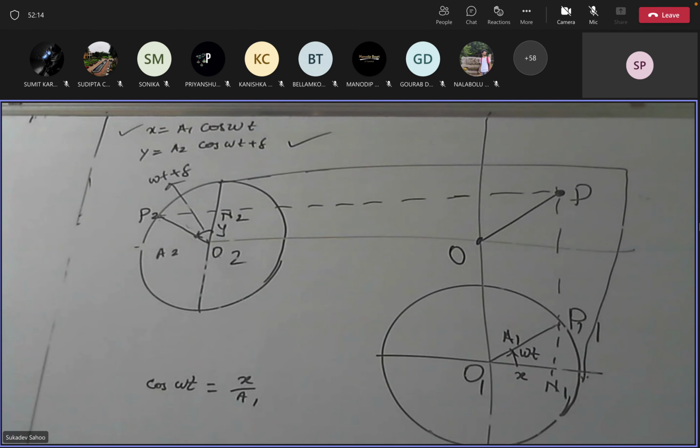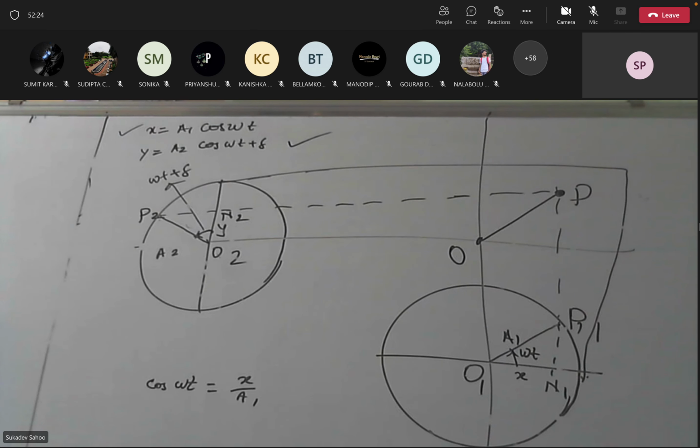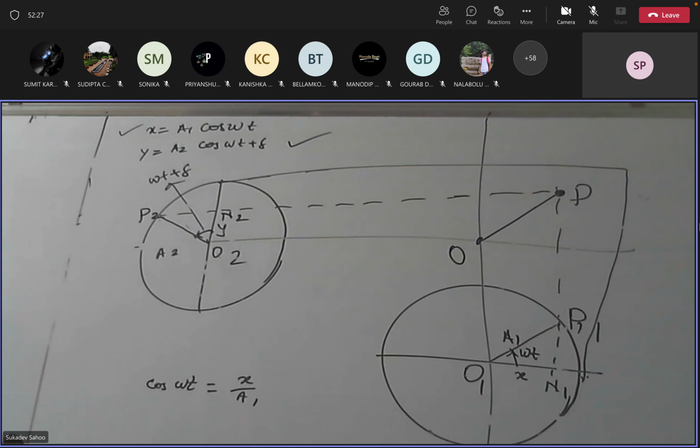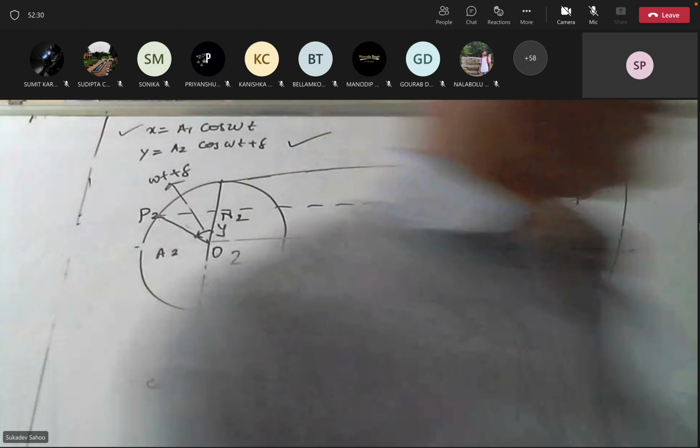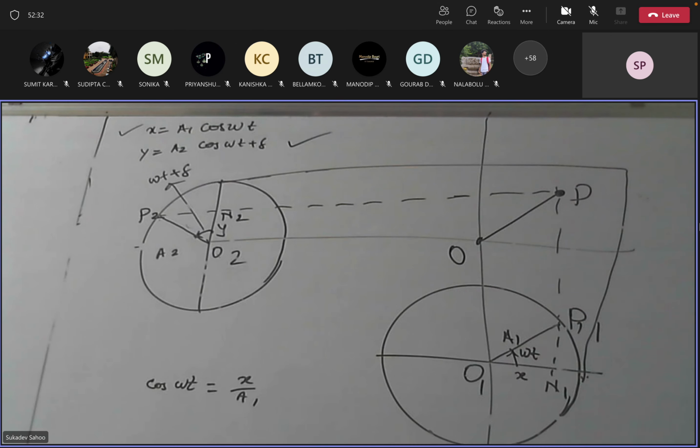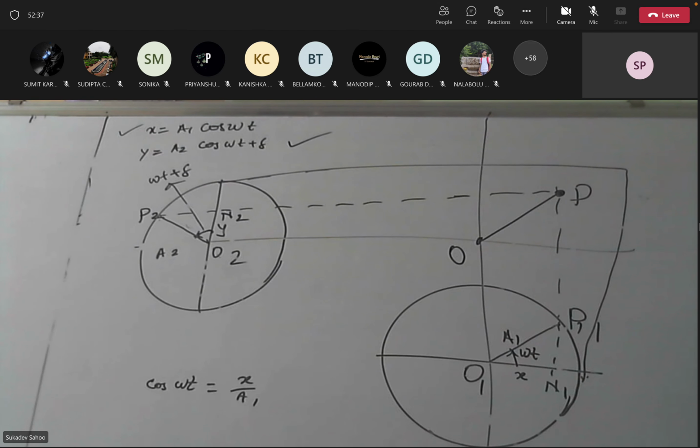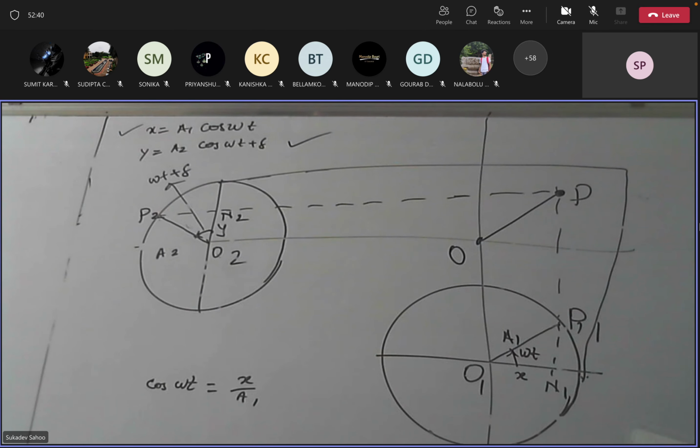For example, if you consider delta equal to 0, then how will you obtain the motion? For delta equal to 0, this is the general procedure. This method is known as the double application of a rotating vector technique. The path followed by the point P as time passes gives the resultant motion.